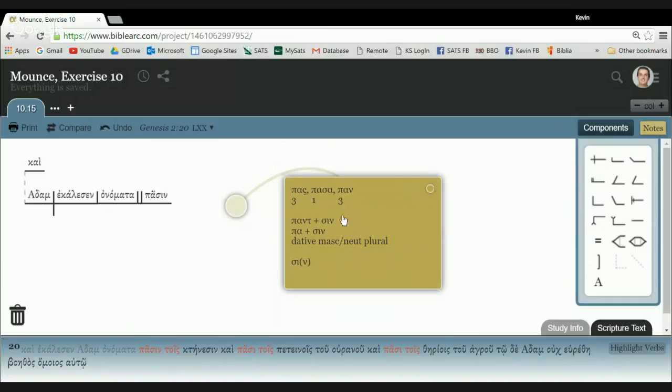Yeah, it does. It was this sentence that got me trying to figure out why they have a movable nu sometimes and not others. It was exactly this, that you have the same next word, and it doesn't start with a vowel, and yet sometimes they put it in and sometimes they didn't, and I just couldn't understand what the rule was.